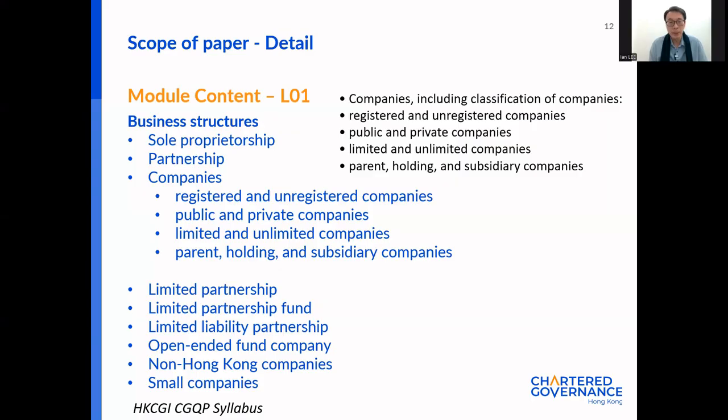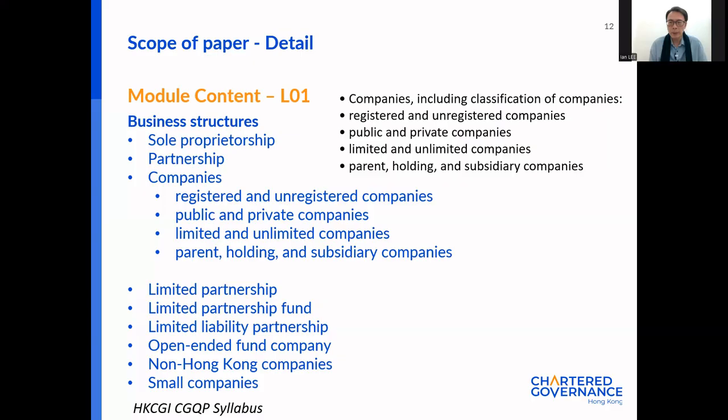So let's look at the first sub point, registered and unregistered companies. Let's say you incorporate your company under our CAP 622, our Companies Ordinance, you submit all the required forms and make payment to the CR, the Companies Registry. In that case, you are a registered company. That's very important because when you are registered, of course you get the protection of the separate legal entity. So you must follow the steps and procedures, submit all the forms, submit all the documents, and also make payment. The second sub-bullet point is public and private companies.